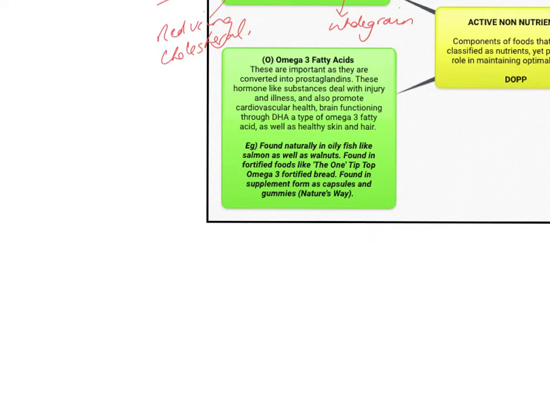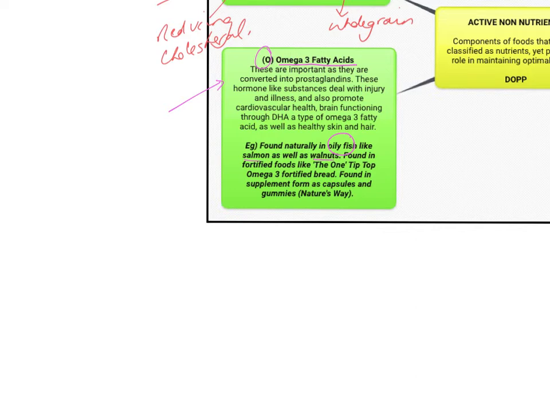All right, so we've covered off the first letter of our acronym, which is D. We're now going to look at O, which is another active non-nutrient, so omega-3 fatty acids. Now, it's important to note that omega-3 fatty acids are found in foods that are oily, so like oily fish and salmon, as well as walnuts.